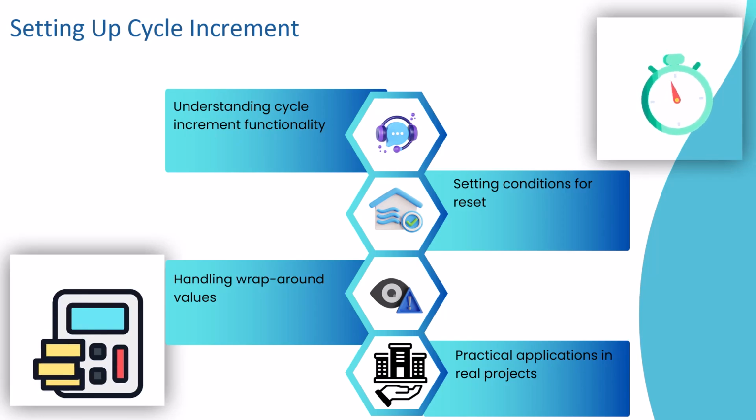Cycle increment sounds complicated, but think of it like a digital odometer. When it reaches a max value, it resets and starts over. You get to define when and how this reset happens, ensuring smooth transitions in numbering. No more missing numbers or messy gaps, just crisp, clean data sequences.